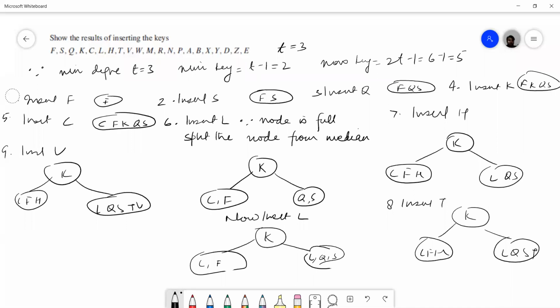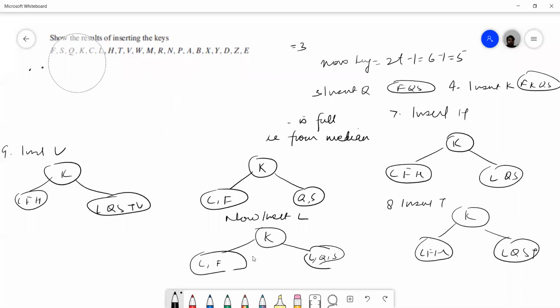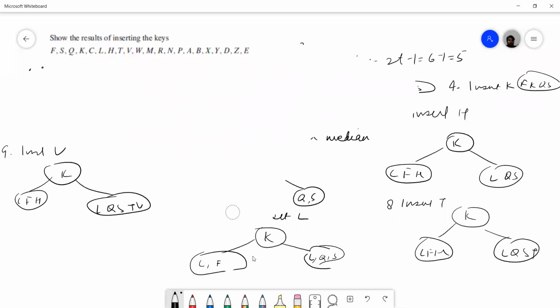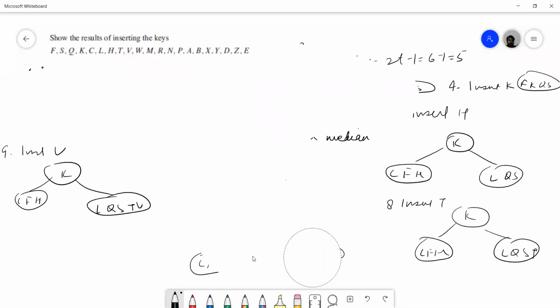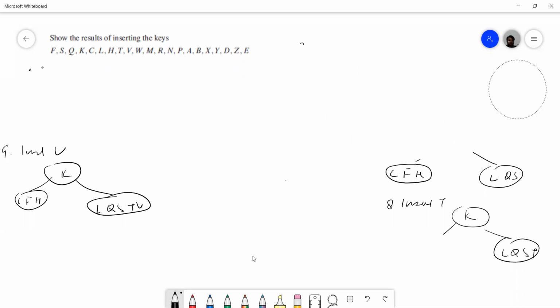Okay, so I'm deleting these because you all know it's simple. I'm just revising it quickly, so if anybody was out of focus, then he can read it.